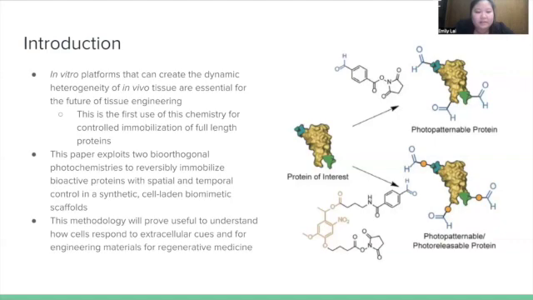The methodology used in this article will prove useful to understand how cells respond to extracellular cues and for engineering materials for regenerative medicine.